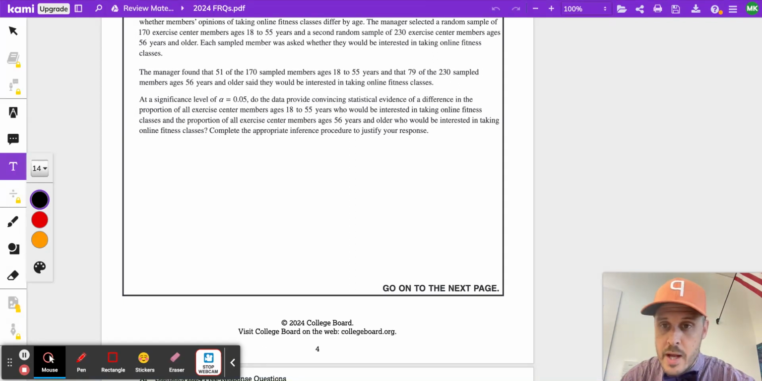Your alternative, does it talk about direction at significance or conveying evidence of a difference of proportion? Okay, who would be interested? So my alternative is p1 does not equal p2. So that makes it a two-tailed test.